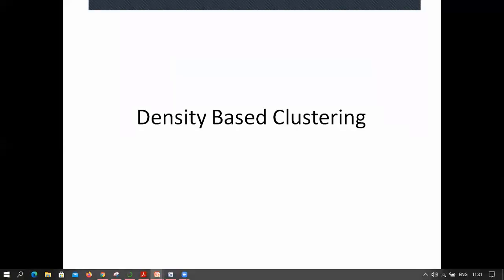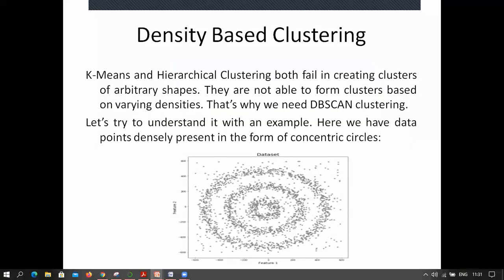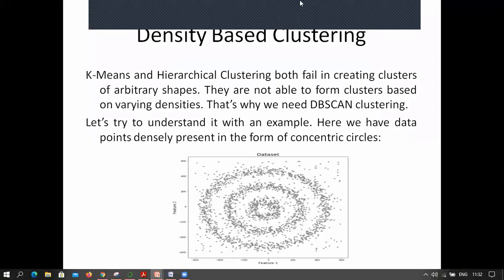The next clustering algorithm in your syllabus is density based clustering. Suppose I have a data set and I plot a scatter plot, and you get a scatter plot just like this. Can you tell me how many clusters you can see over here?